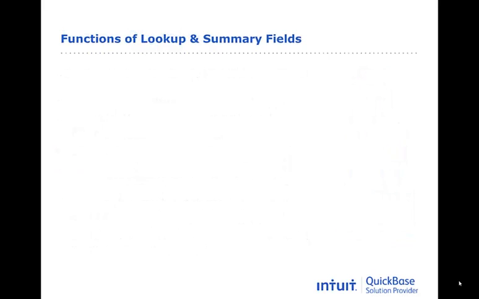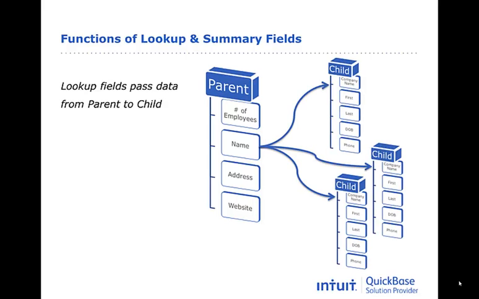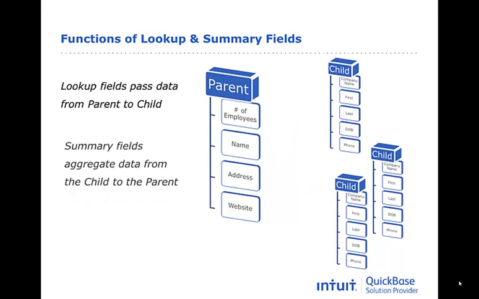In our first topic, we will be reviewing the purpose of lookup and summary fields. Relationships in QuickBase allow data to be passed from one table to another through the use of lookup and summary fields. Lookup fields allow data to be passed from the parent to the child. Summary fields, on the other hand, allow data to be aggregated from the child to the parent.